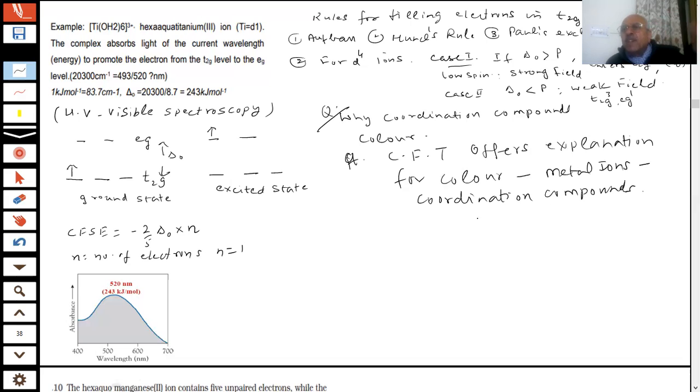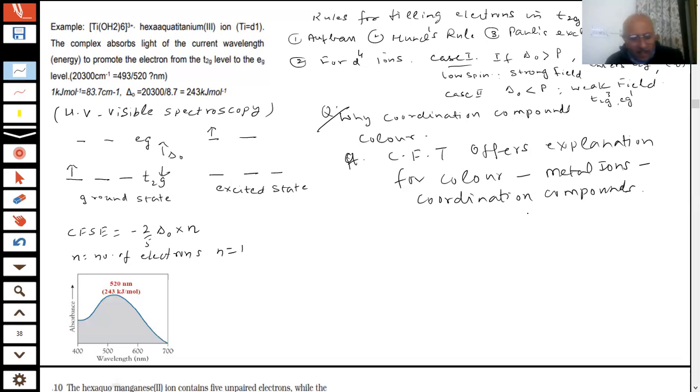If it is visible light, there are 7 wavelengths of light, 7 frequencies. Out of that, they are going to absorb one of the wavelengths, depending on the delta O value. Depending on how much different ligands make, delta O is different for different ligands. So different wavelengths of light will be absorbed, and the complementary color is what you see, students.